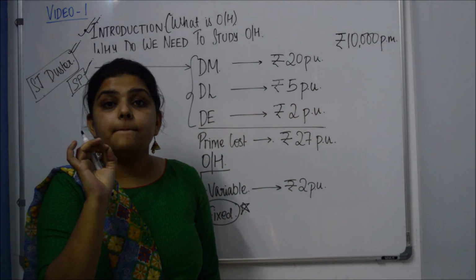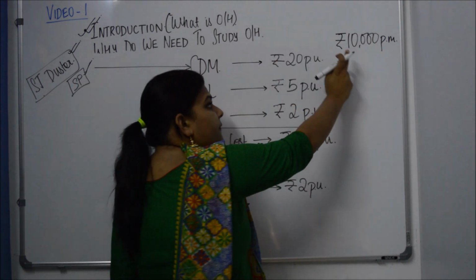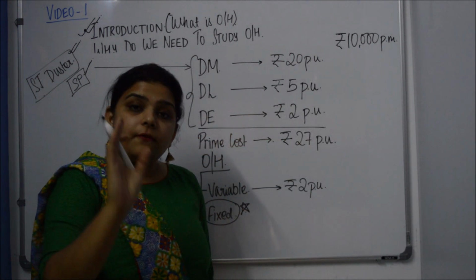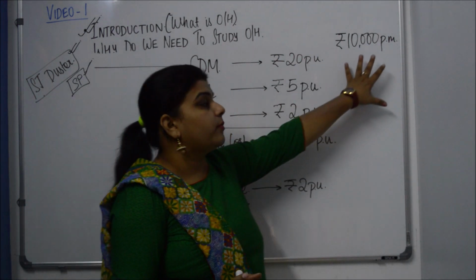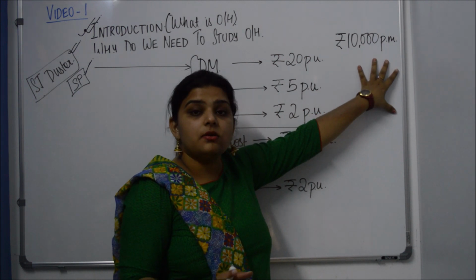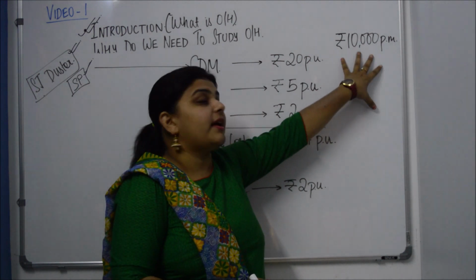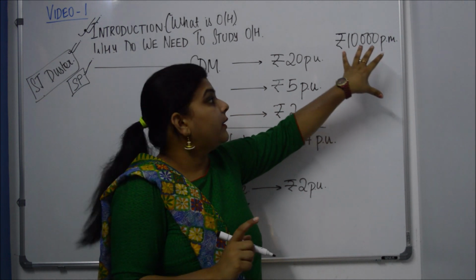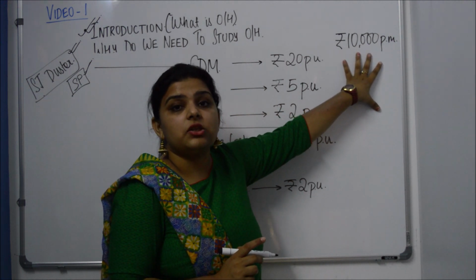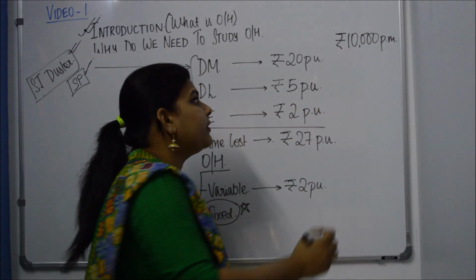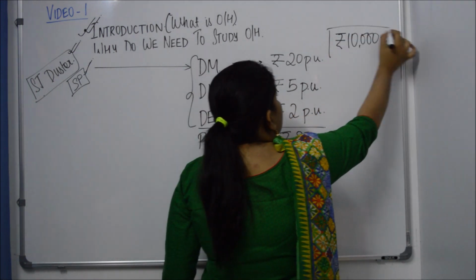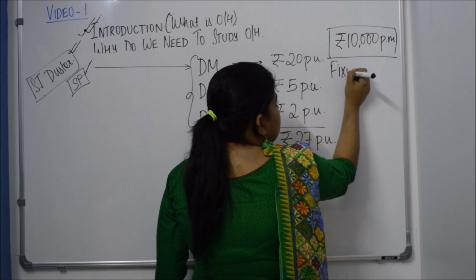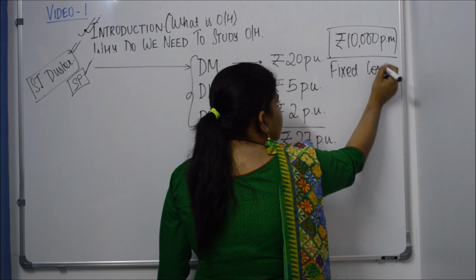10,000 per month. If I make 1 unit, I have to pay 10,000. If I make 500 units, I have to pay 10,000. If I make 5 lakh units, I have to pay ₹10,000. That means it does not change with the change in output, and something which does not change with the change in output is my fixed cost.